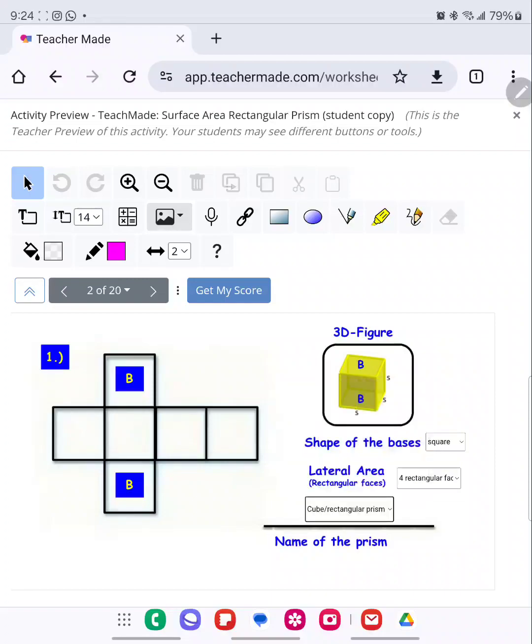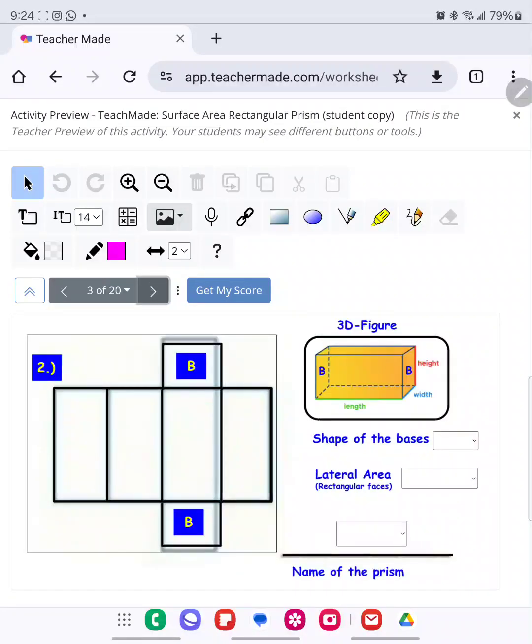Now, depending on the name of the shape of the base, that's going to be the name of the prism. The thing is that a cube is the only one that's kind of different because everything is a square. You're not going to call it a square prism. No, right? We know it's a cube. So let's go ahead and move on to the next problem.